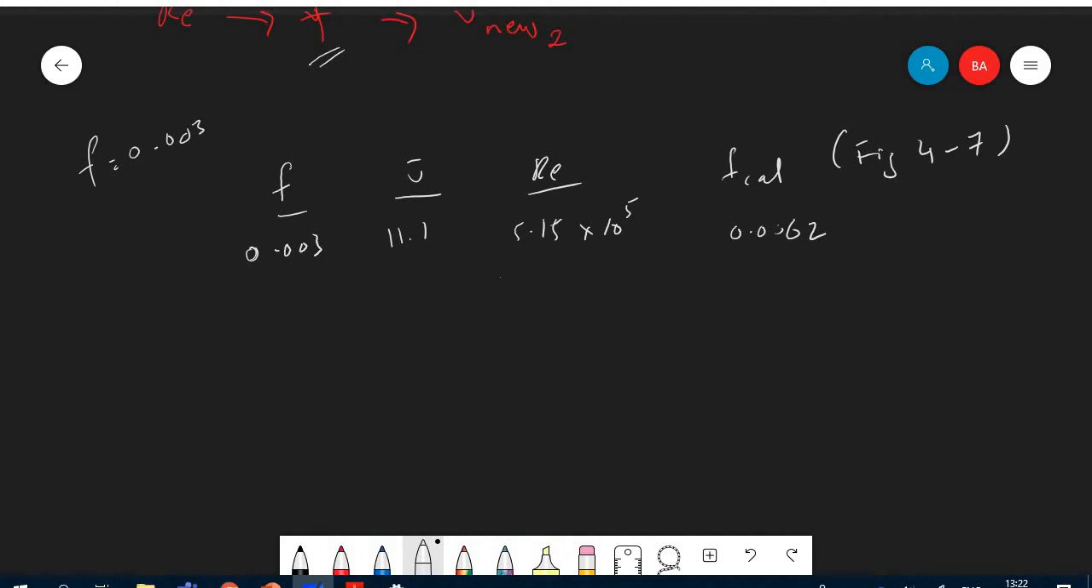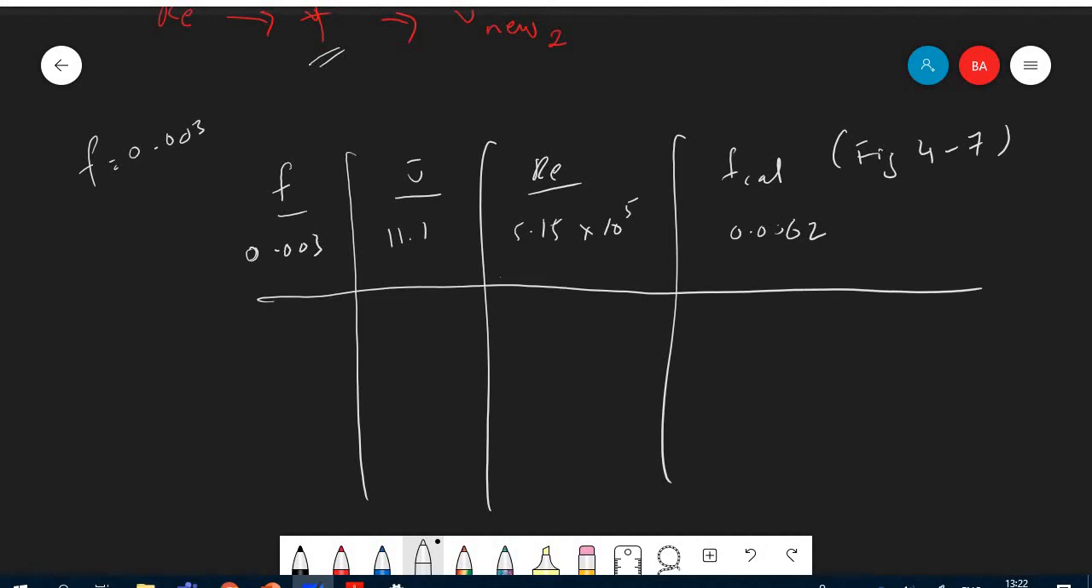So to continue with that, this is my table that I have here, and then calculating with the new f. My new f was 0.0062, taking an average value of the new f and the old f. You can do this, by the way. So getting the new f calculated, I can get the new Reynolds number. Okay, so let's do that.